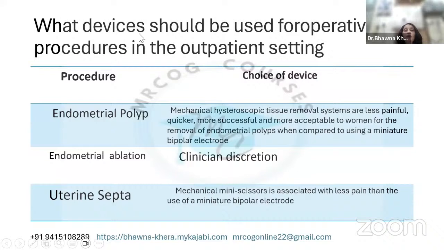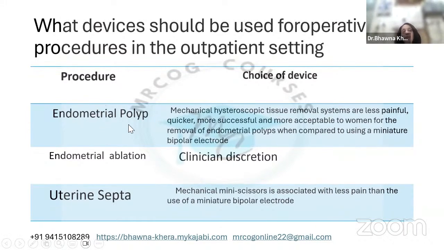Now, what type of devices should be used for operative procedures in the outpatient setting? So what is the procedure and what are we doing?